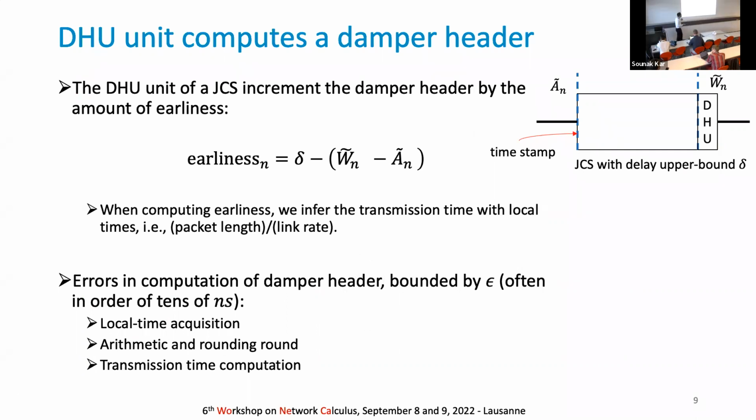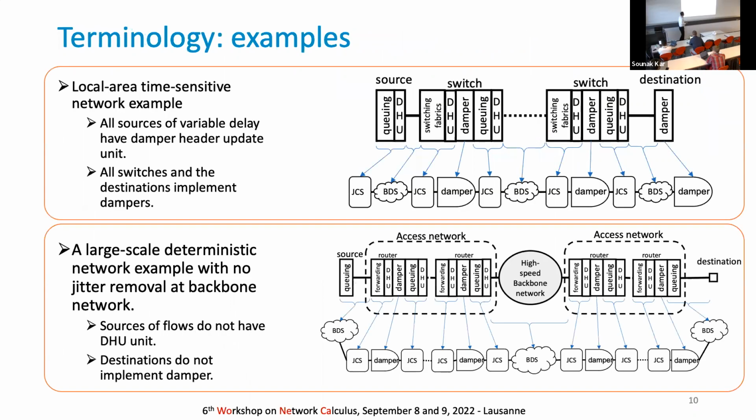But this may not necessarily be the actual transmission time. That's why it may come with some error. And also, acquisition of the time to timestamp may also come with some error. That's what we call the error in computation of the damper header. And we assume that it is bounded by some value. So let's see how it looks in some practical examples.